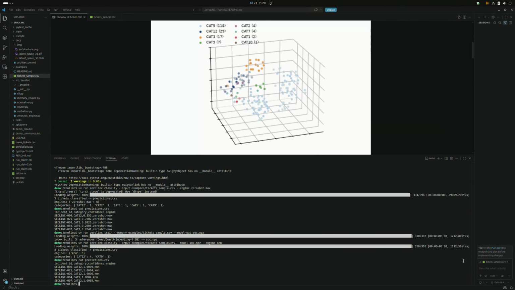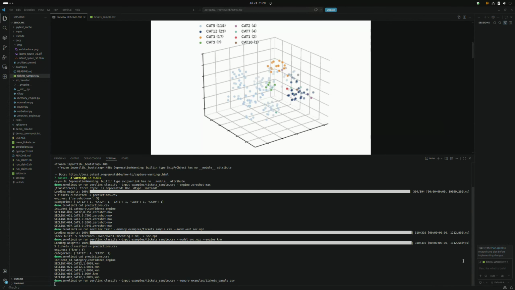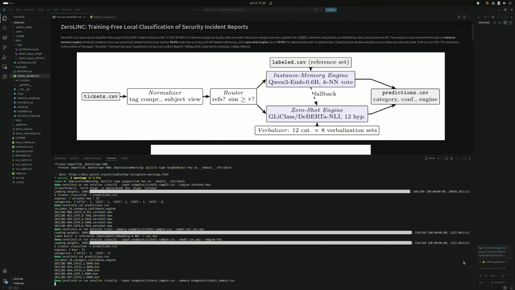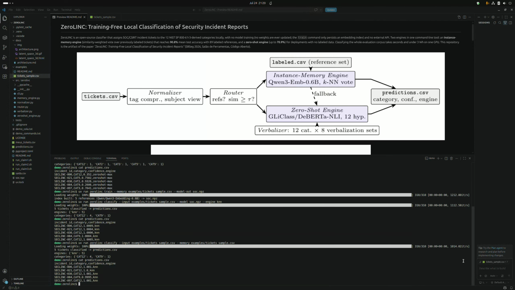Now I will be running the auto mode. This auto mode decides for each ticket which engine it will use. As you can see, the one chosen for each of these small reference sets was cat 12. So it was KNN, k-nearest neighbors. The output was exactly the same as the last one.